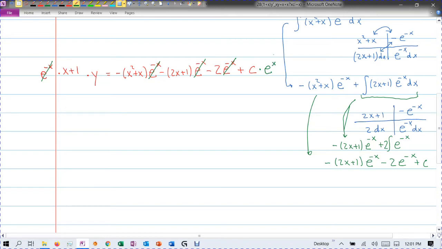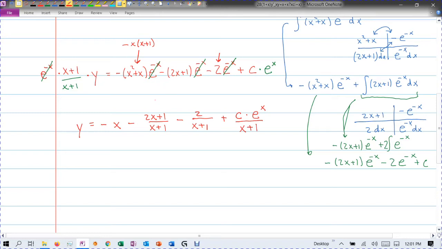So I have that, and then I have to divide everything through by x plus 1. So here's where we'll be at. We'll have y equals, now when I take this, which is really x times x plus 1, and then there's a negative out front, when I divide that by x plus 1, I just get negative x. So I'm going to have negative x minus 2x plus 1 over x plus 1. And then I have minus 2 over x plus 1, that's dividing that there. And then plus c times e to the x, and I still have to divide that by x plus 1.